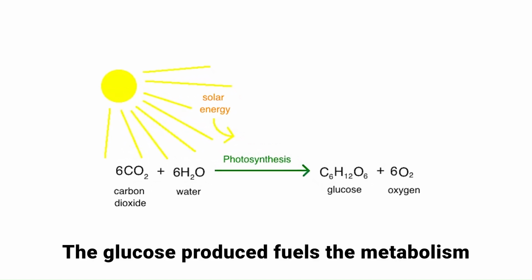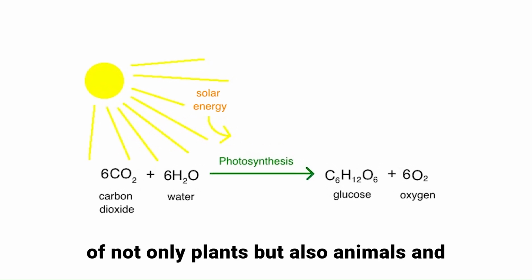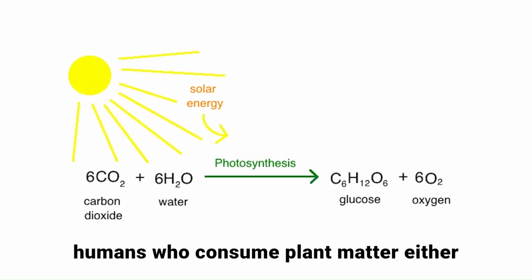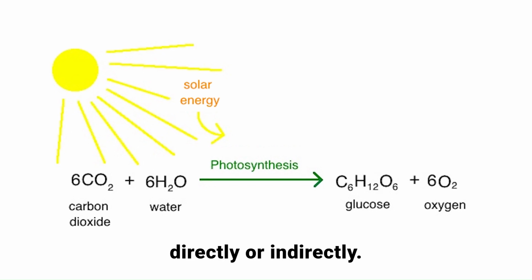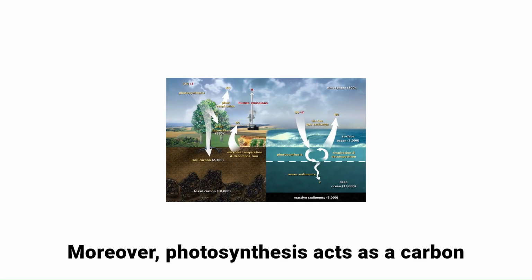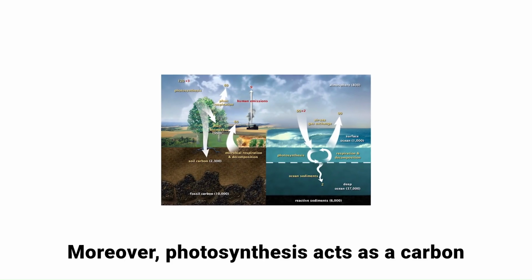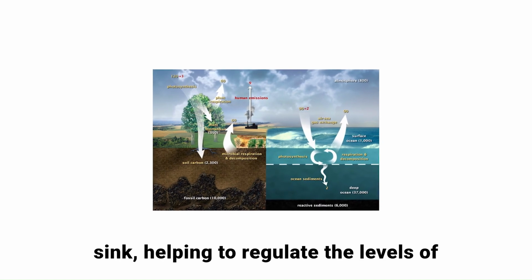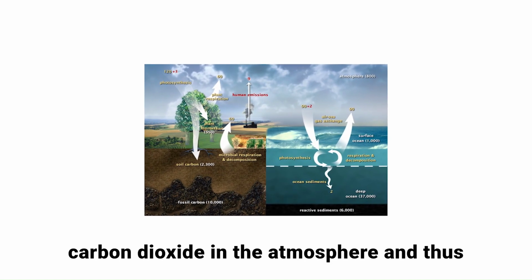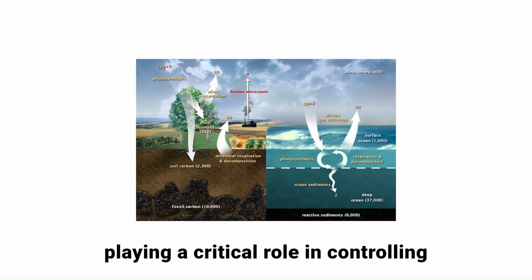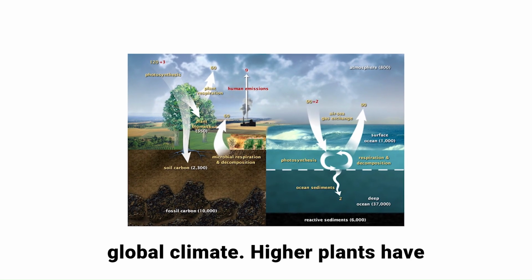The glucose produced fuels the metabolism of not only plants but also animals and humans who consume plant matter either directly or indirectly. Moreover, photosynthesis acts as a carbon sink, helping to regulate the levels of carbon dioxide in the atmosphere and thus playing a critical role in controlling global climate.